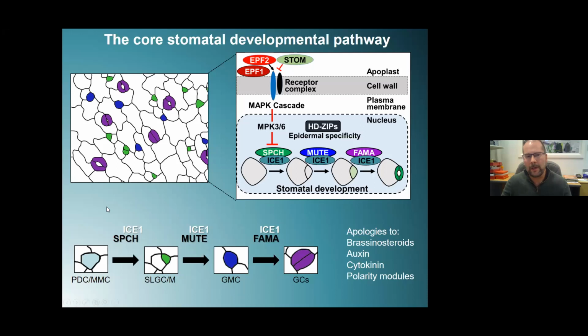And if you were to look at a young developing Arabidopsis leaf, what you would see is a variety of different cell types. And many of these represent cell types within the stomatal lineage.